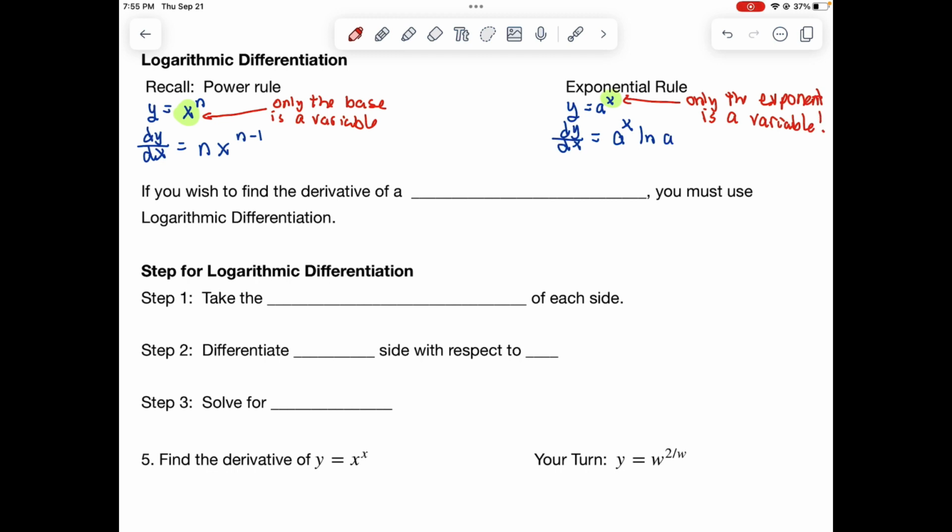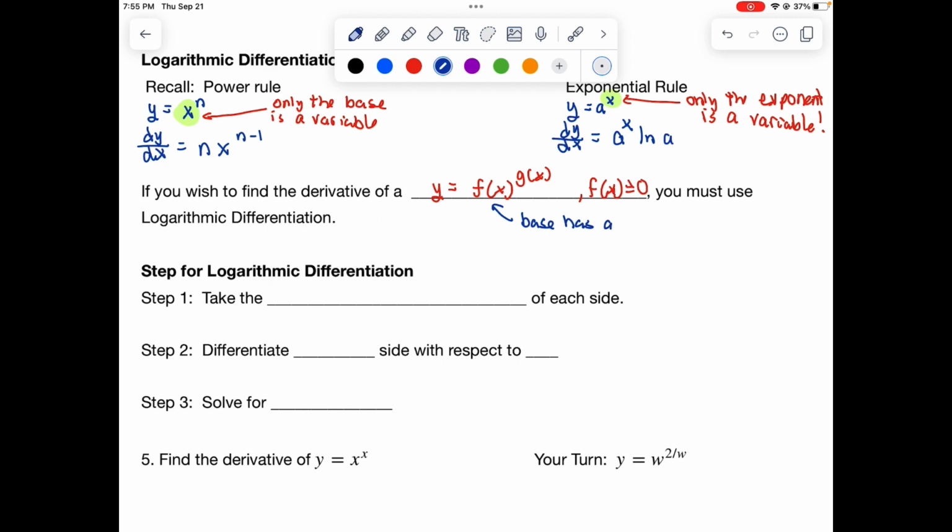Today we're going to learn what we would do if the base is a variable and the exponent is a variable. So if we have the function y is equal to f of x raised to g of x, both of these are functions of x. Now our only caveat is that f of x has to be greater than or equal to 0. Again, we use logarithmic differentiation when the base has a variable and the exponent has a variable.